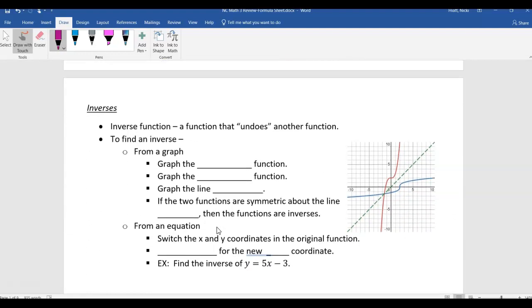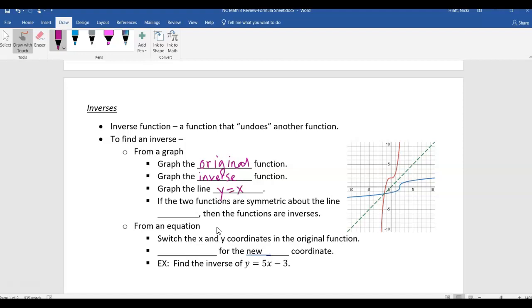So in this section, we talked about inverses. Inverses are functions that undo another function. To find an inverse from a graph, you will graph the original function and then graph the potential inverse function. This might be answer choices that you're typing in here possibly. And then you want to graph the line y equals x.